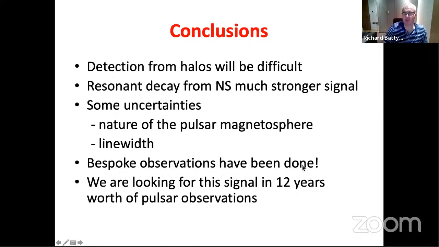Bespoke observations have already been done to do this, and in fact, at Jodrell Bank, we have 12 years of pulsar observations that have been done with our own telescope. So what we're going to try and do is use those observations and reprocess them to look for this effect.